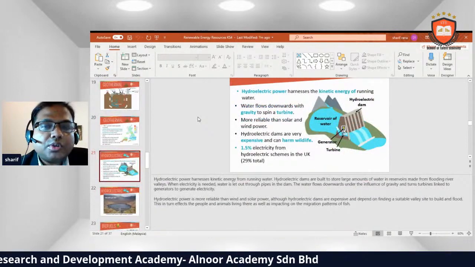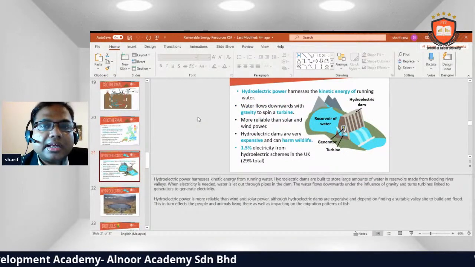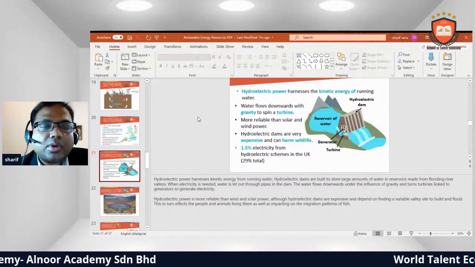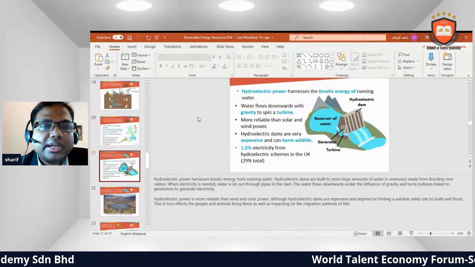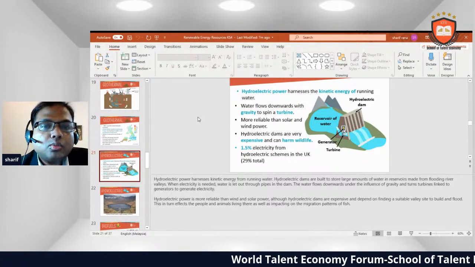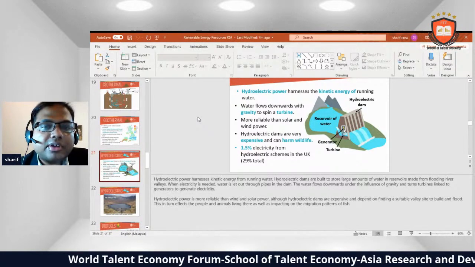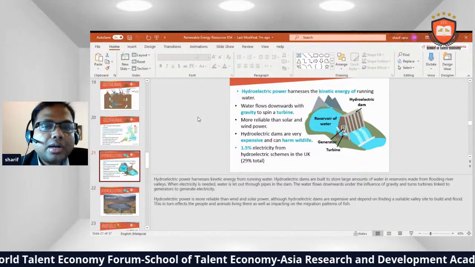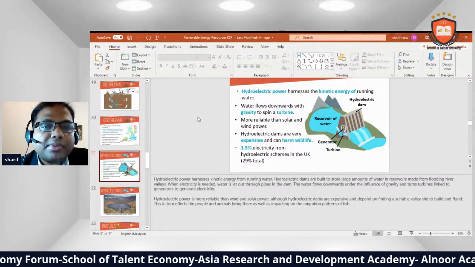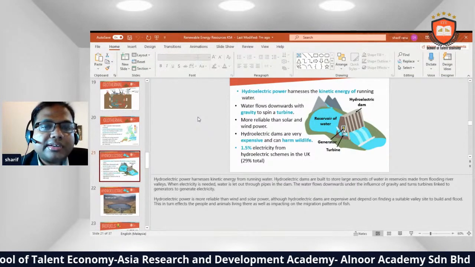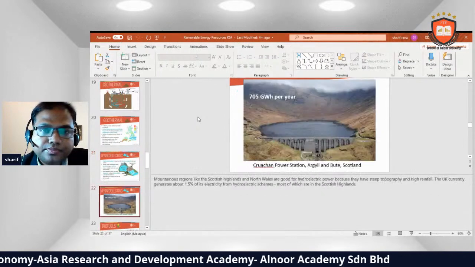Hydroelectric power harnesses the kinetic energy of running water. Water flows downward with gravity to spin a turbine. More reliable than solar and wind power, hydroelectric dams are very expensive and can hurt wildlife. 1.5% of electricity comes from hydroelectric schemes in the UK.